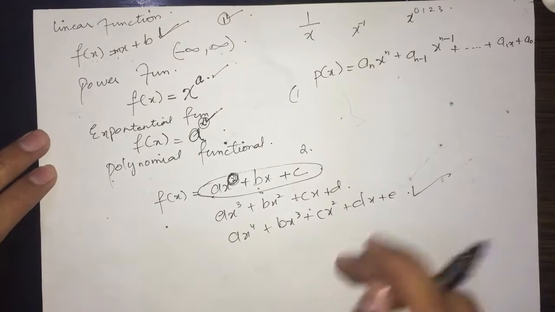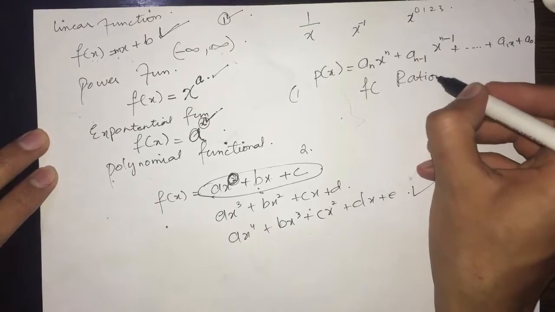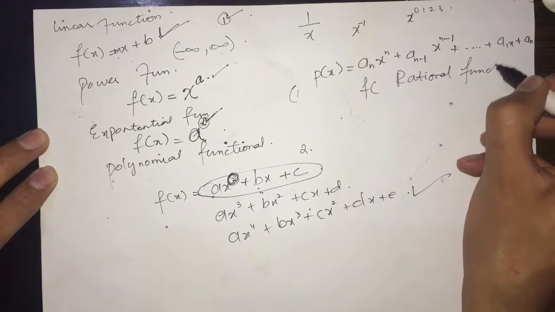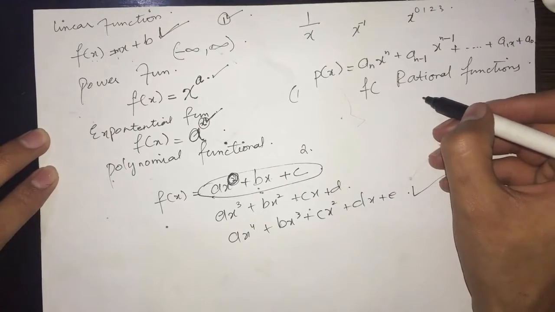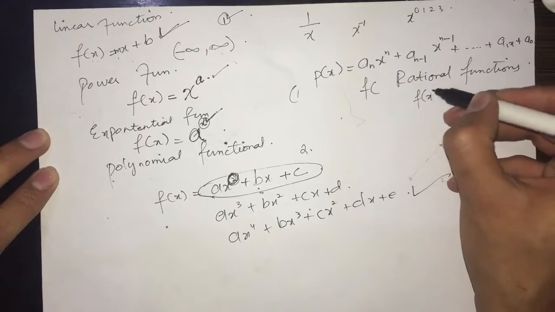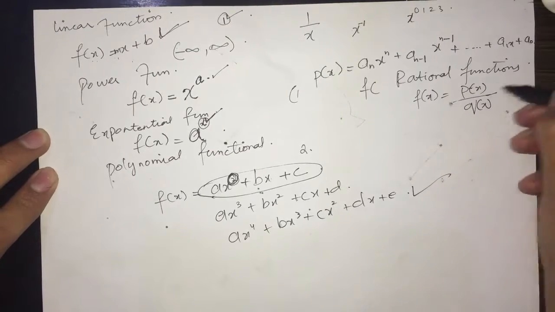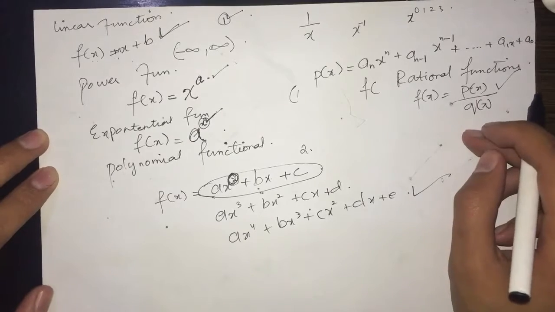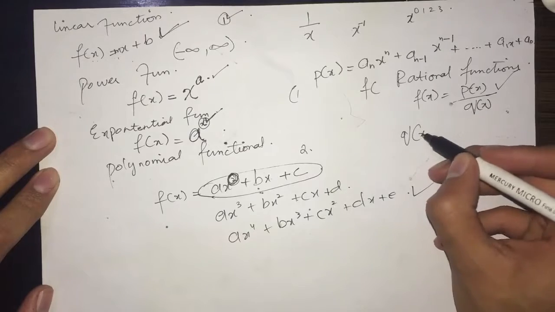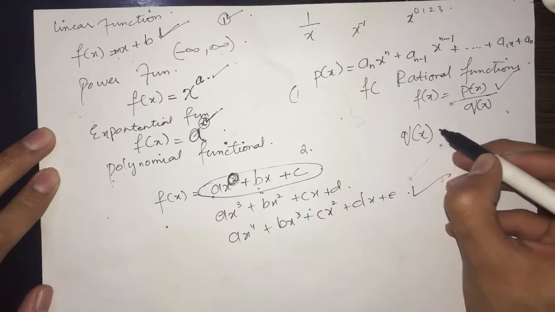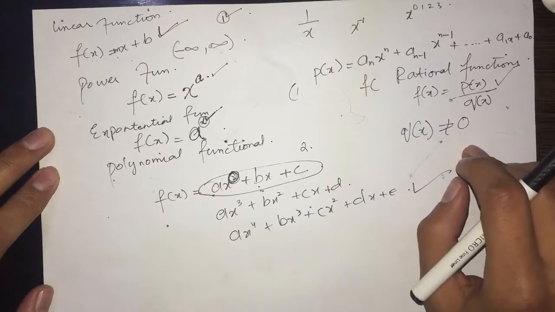Now we have rational functions. So for rational functions, we have f of x equals p of x divided by q of x. Any function in this form is going to be called a rational function, and in rational functions, q of x cannot be equal to 0, because anything divided by 0 is undefined.